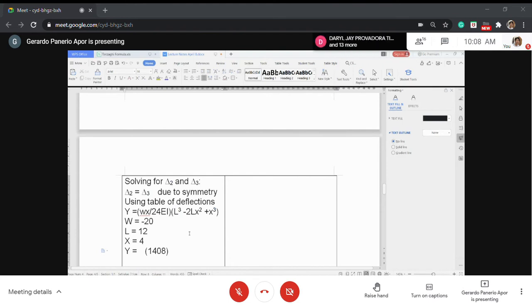12 cubed plus 4 cubed minus 2 times 12 times 12 times 16. That is 1408 only. 1408.